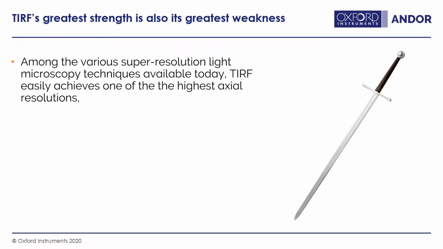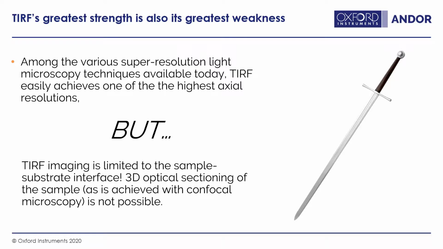Here's the important point you need to keep in mind. TIRF microscopy's greatest strength is also its greatest weakness. It really is a double-edged sword. Among the various super-resolution light microscopy techniques available today, TIRF easily achieves one of the highest axial resolutions. But TIRF imaging is limited to the sample-substrate interface. Three-dimensional optical sectioning of the sample, as achieved with confocal microscopy, is simply not possible.